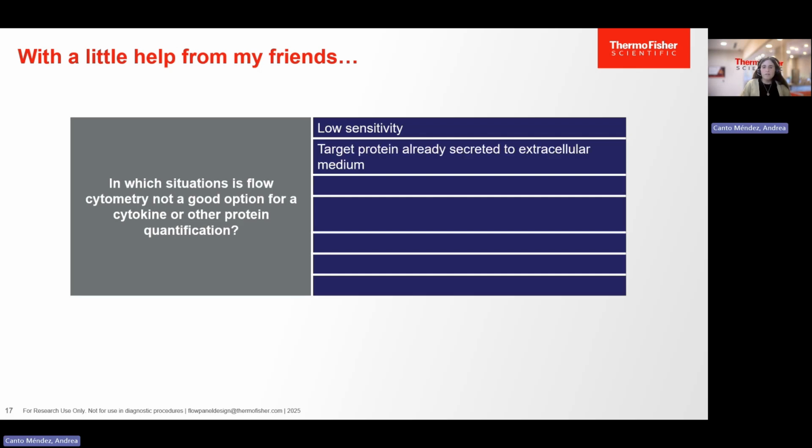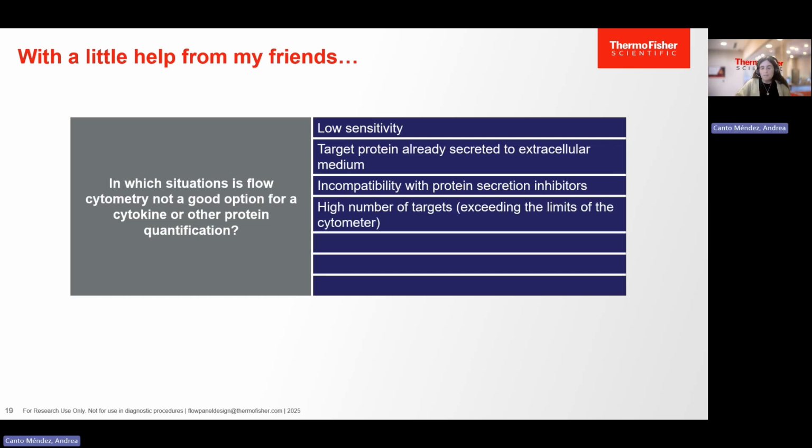Also, it might happen that our target cytokine or protein has already been secreted to the extracellular medium. And in this case, we can't detect it by flow cytometry as it won't be inside the cell anymore. Although we can block secretion, for example, with inhibitors such as brefeldin A or monensin, this might not be compatible with the biological question we want to answer. So we might encounter situations where we cannot use protein secretion inhibitors, and then we cannot detect anything that has already been secreted.